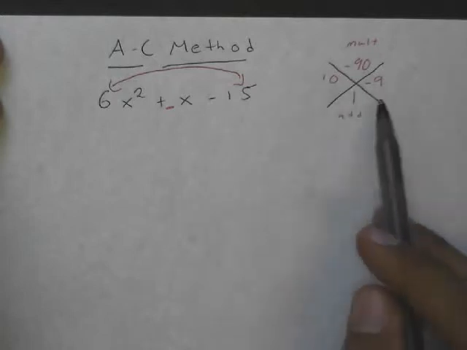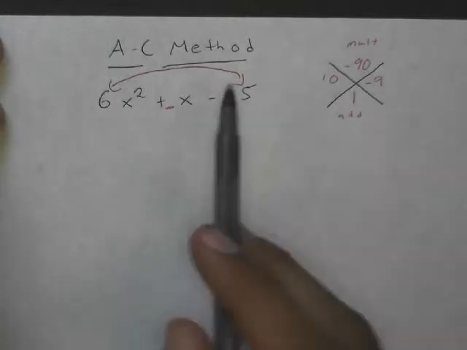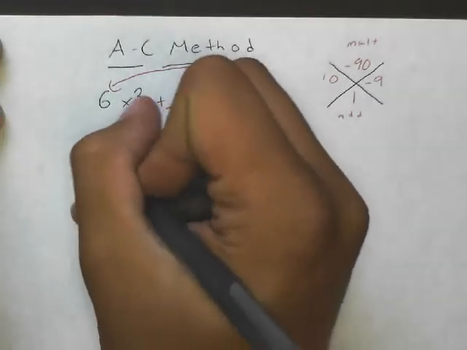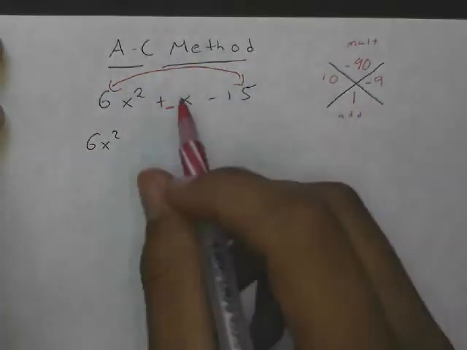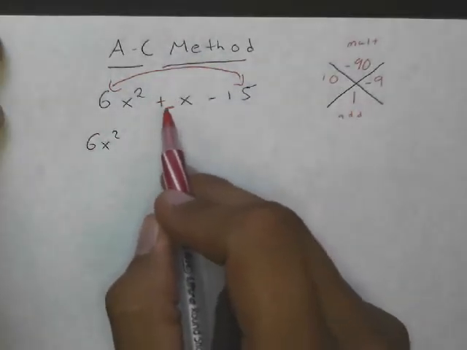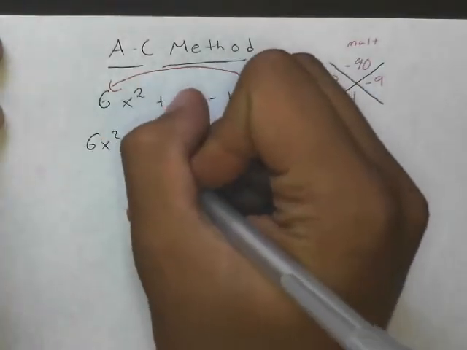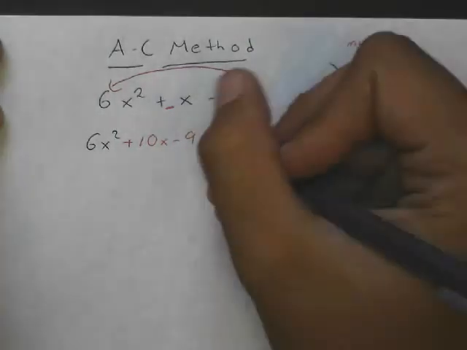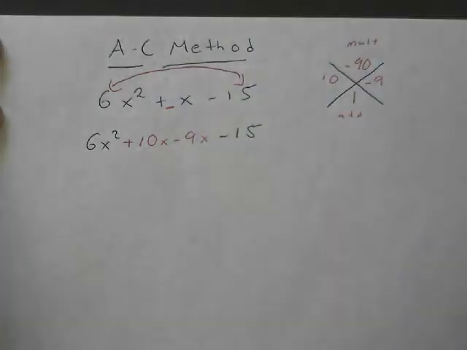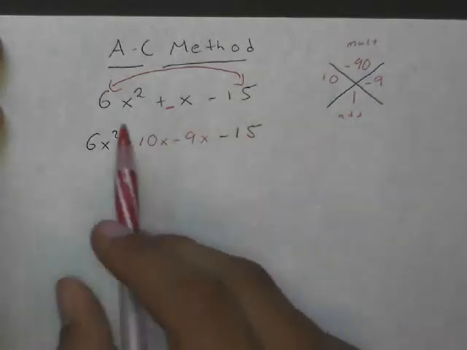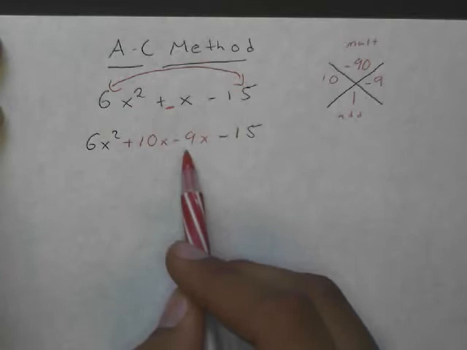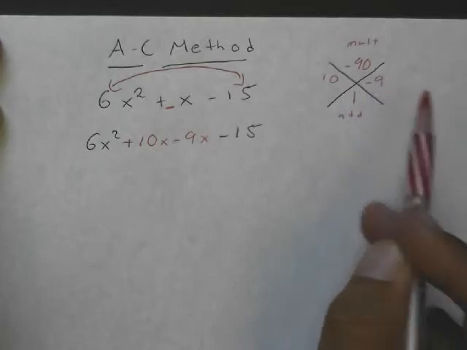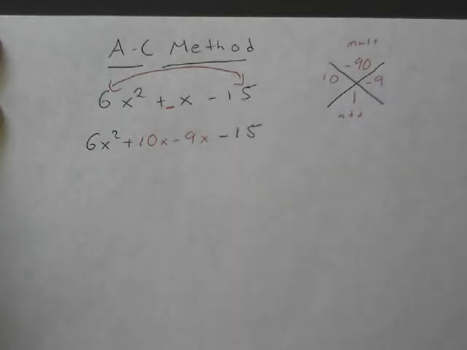Now that I have selected these two numbers, I'm going to replace this middle term with those two numbers. So it's going to give me a 6x squared, and I'm going to replace this plus x with a plus 10x and a minus 9x, and then of course the minus 15. Now, again, notice I have not changed the original problem. 10x minus 9x is still a positive x. I've just taken those two numbers from this diamond and replaced them in this part.